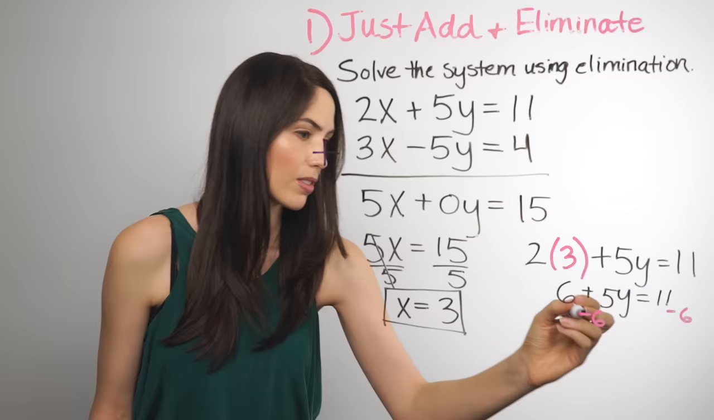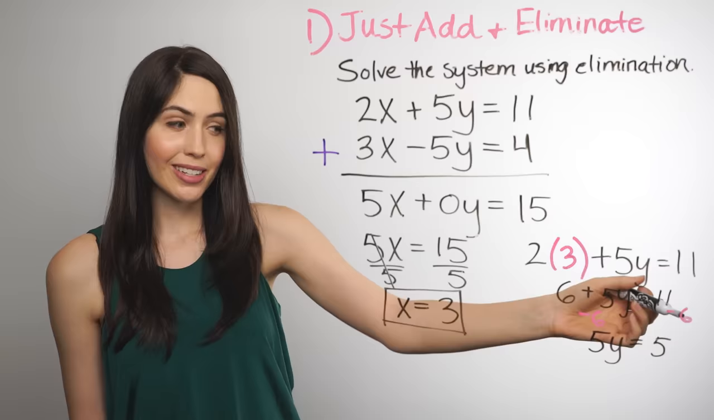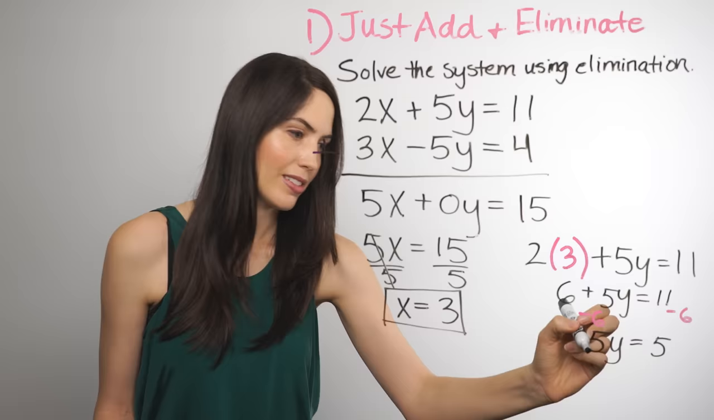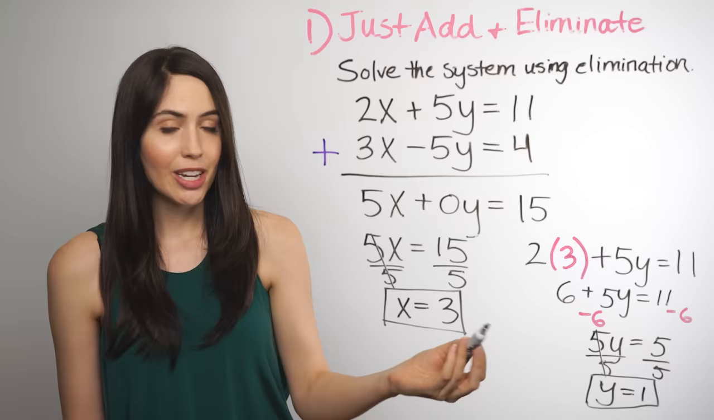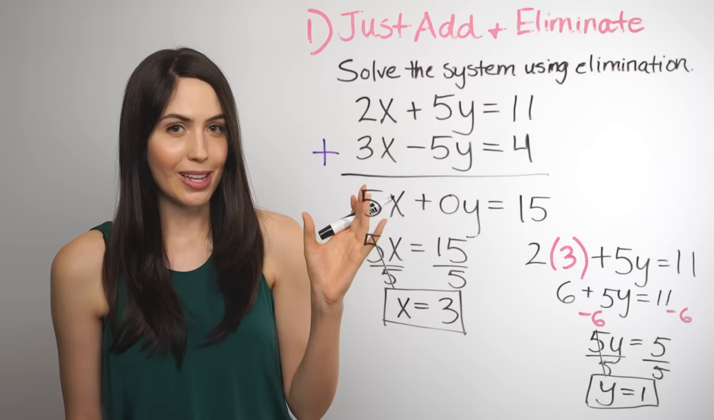So we have 5y equals 11 minus 6, which is also 5. And now we want to get y by itself, so we divide out 5 from both sides. We have y equals 5 over 5, that's 1. So we have a number for y and for x. We usually write the answer as a pair, an xy pair, and put them together.